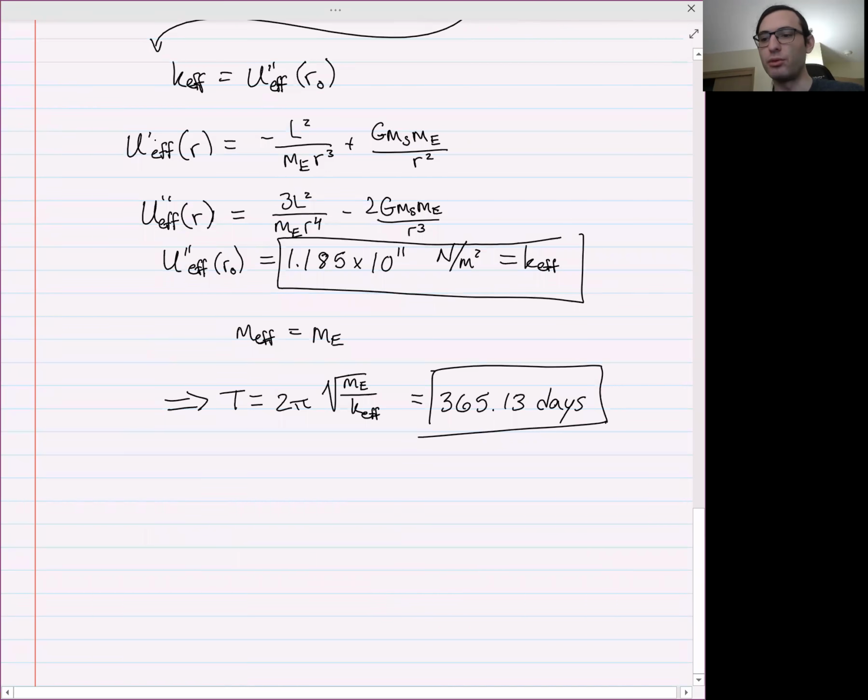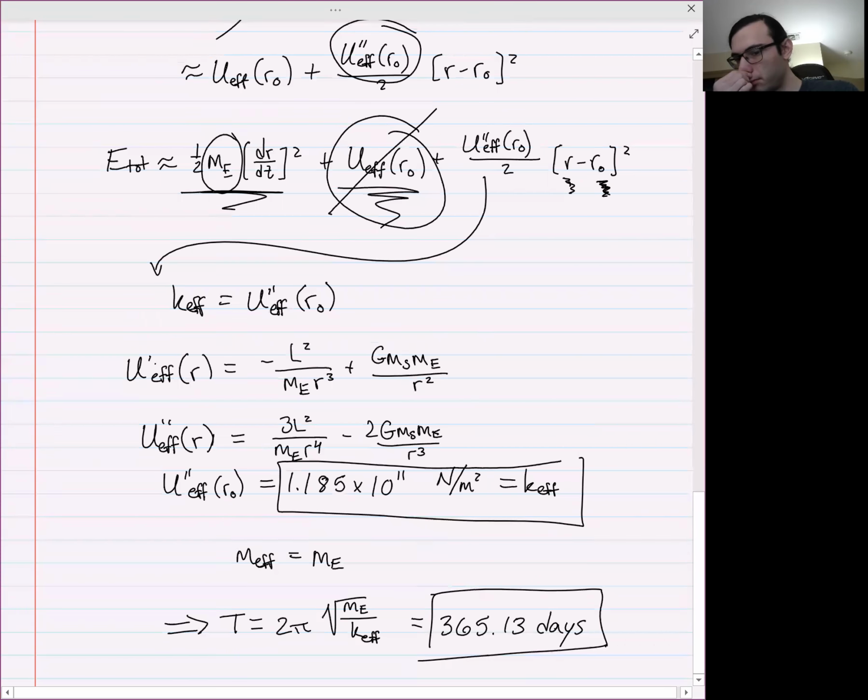Wouldn't K be 2.4? Wait, where were the units of time? Oh, you're totally right. I'm sorry. I read it wrong off of my notes. Yeah, you're right. It should be this times 2.